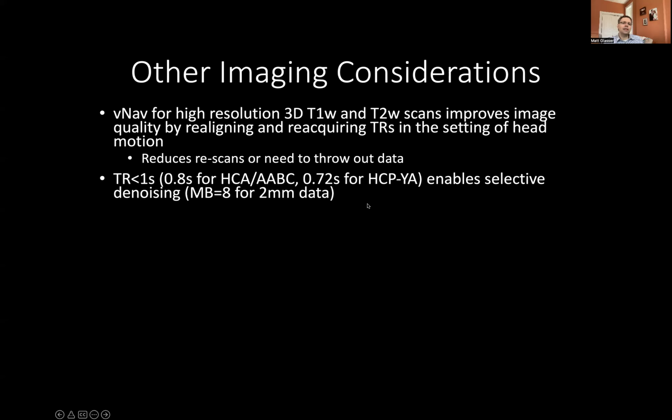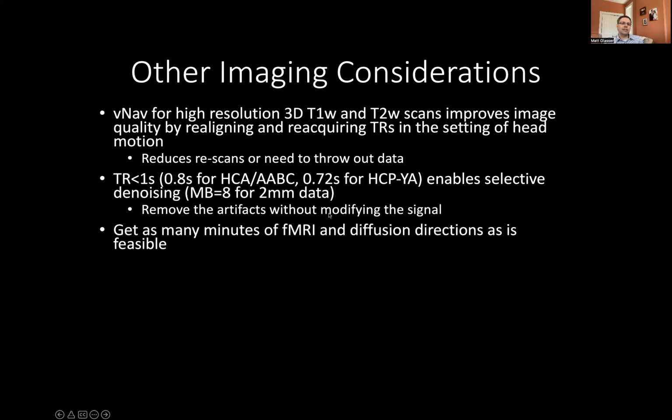For fMRI resolution, we really want temporal resolution. We want to have the TR less than 1 second. We were at 0.8 for the Human Connectome Project Aging and AABC projects, a little higher for the young adult. And this enables selective denoising. We were using a multiband factor of 8 to achieve this for 2 millimeter data. And this selective denoising allows us to remove the artifacts without modifying the signal.